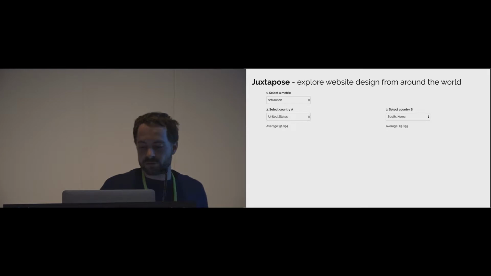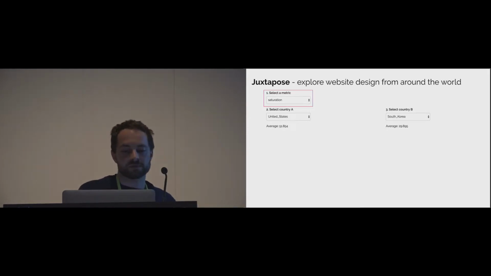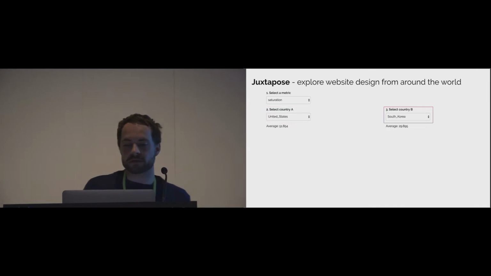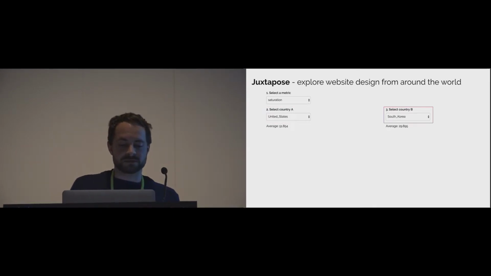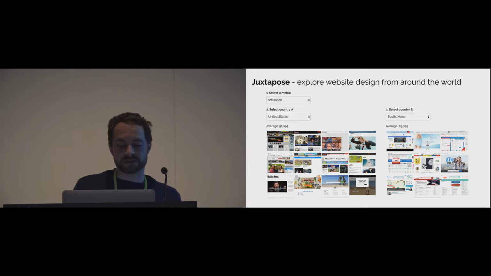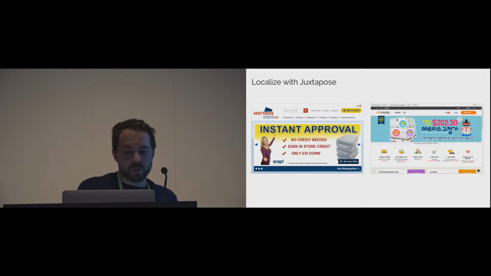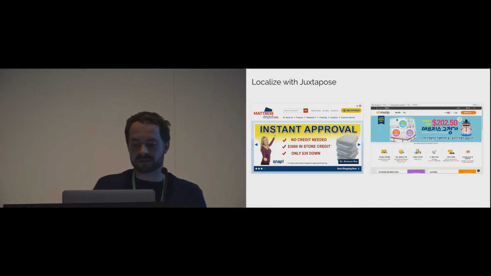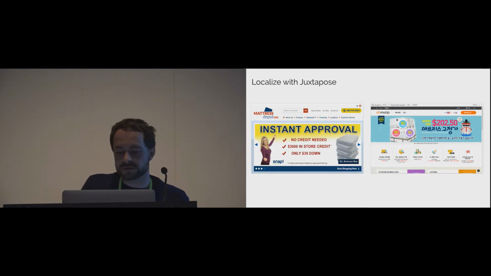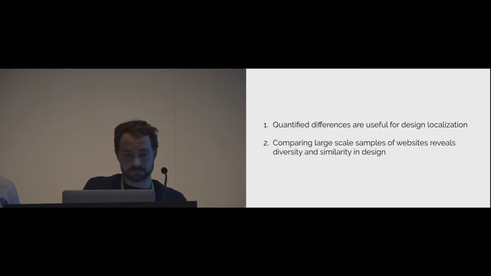On this screenshot, we compare the average saturation of popular websites in the United States with those in South Korea. Juxtapose then shows an overview of screenshots which represent the average saturation score from each country. When comparing your website design to a similar website layout from South Korea provided by Juxtapose, you can see the subtle difference of less saturated colors. In order to blend into the regional design context, you could lower the saturation of the colors you use. Repeating this step with other metrics brings you closer to a localized version of your design.